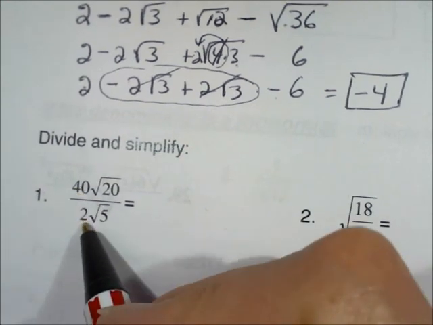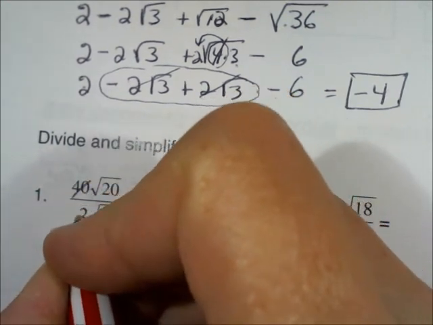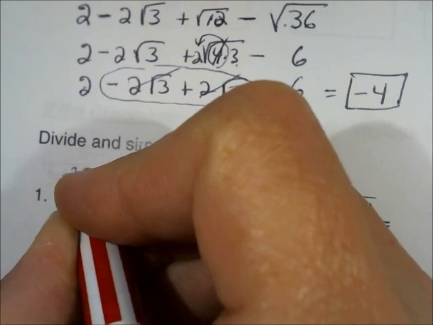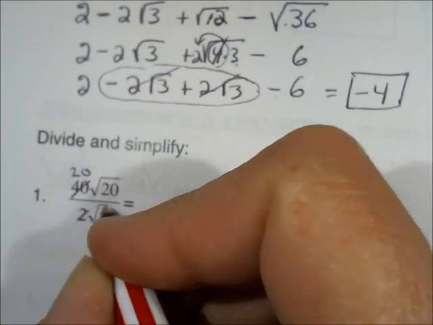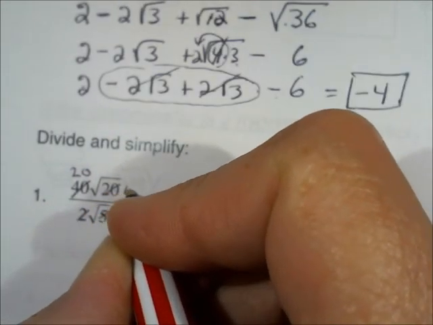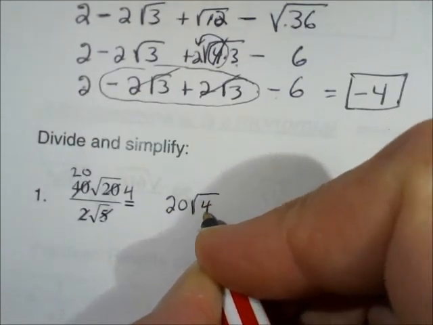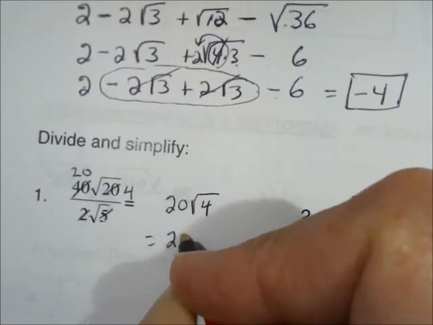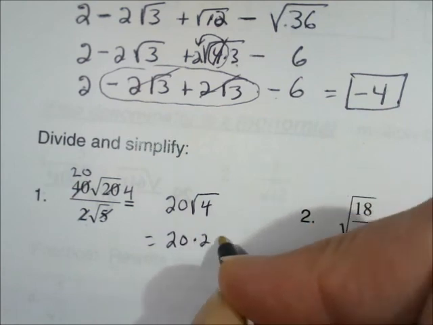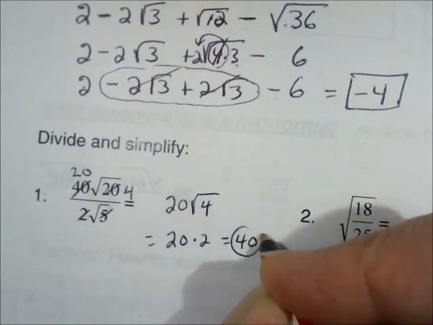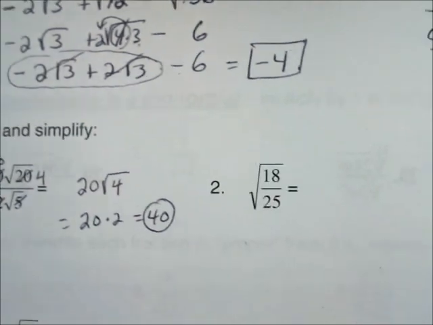We're going to divide the outsides. 40 divided by 2, we're going to cancel that down to 20. And 20 divided by 5, again, is 4. So what this is, 20 times the square root of 4. And the square root of 4 is just 2. So this is 20 times 2, and the final answer is 40. So there's the first one.